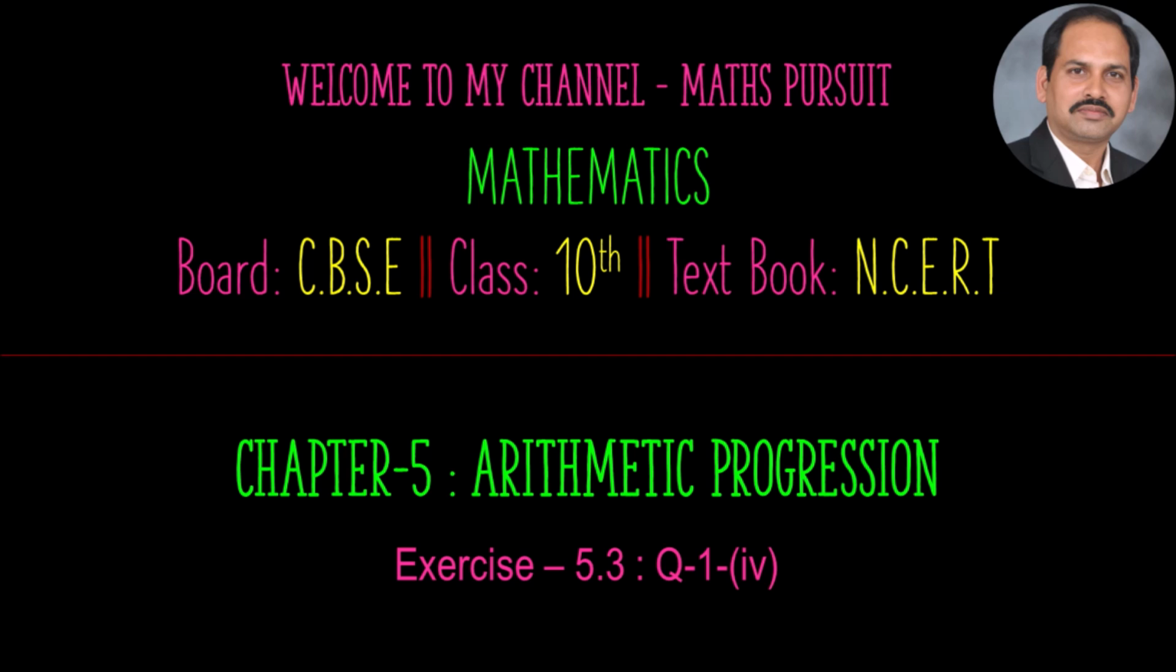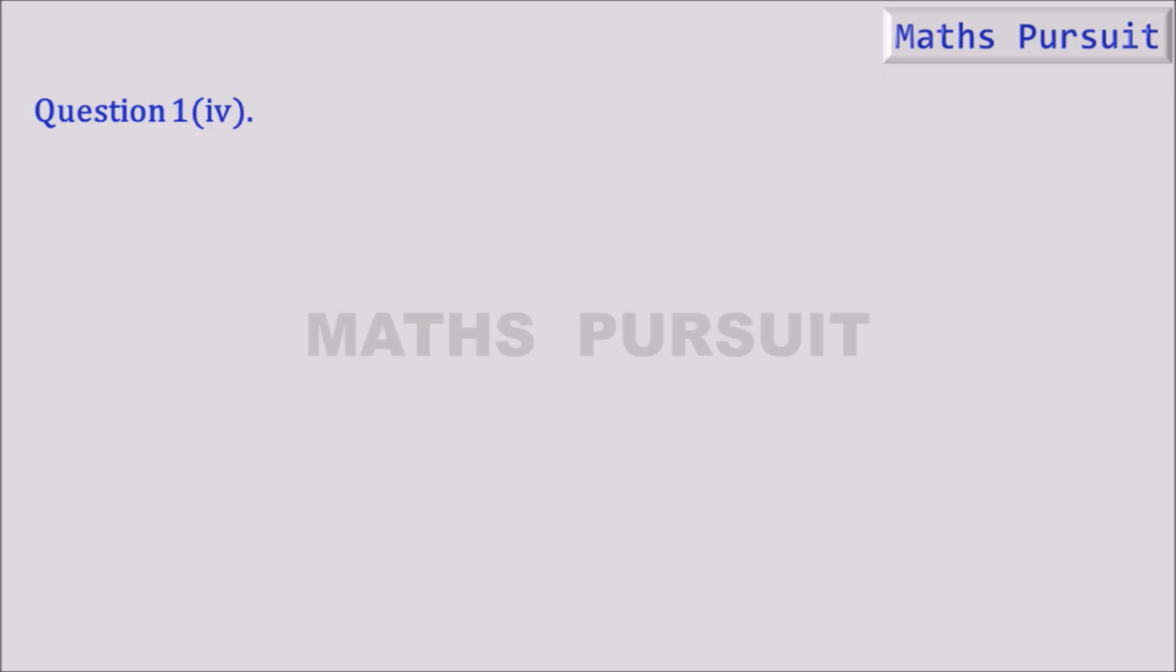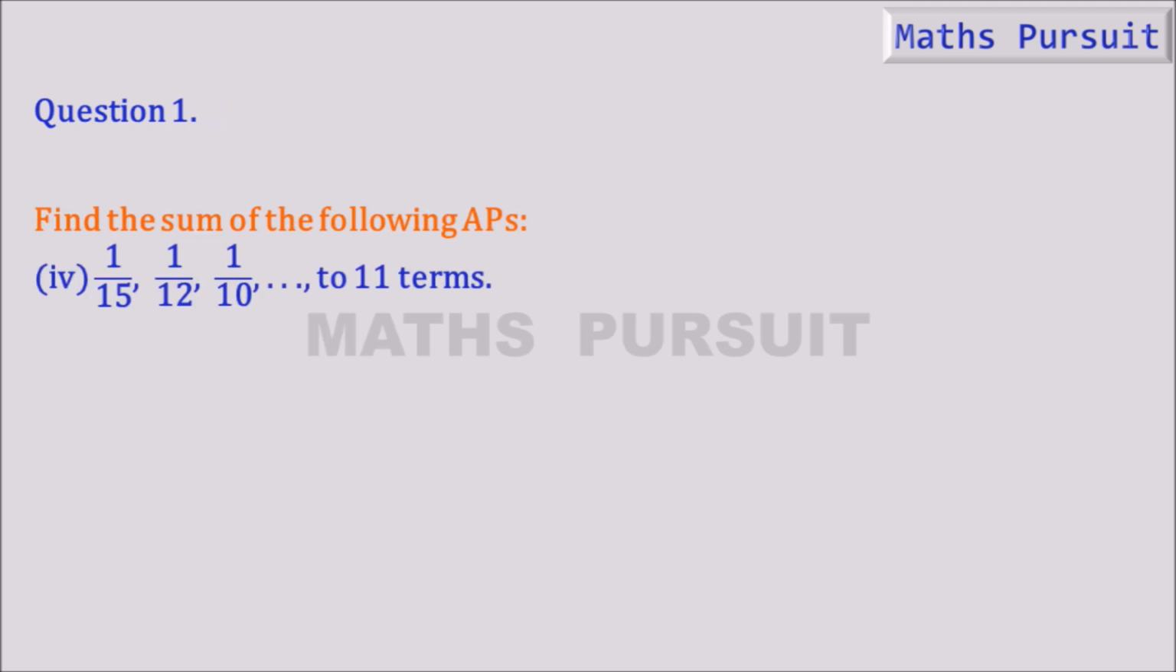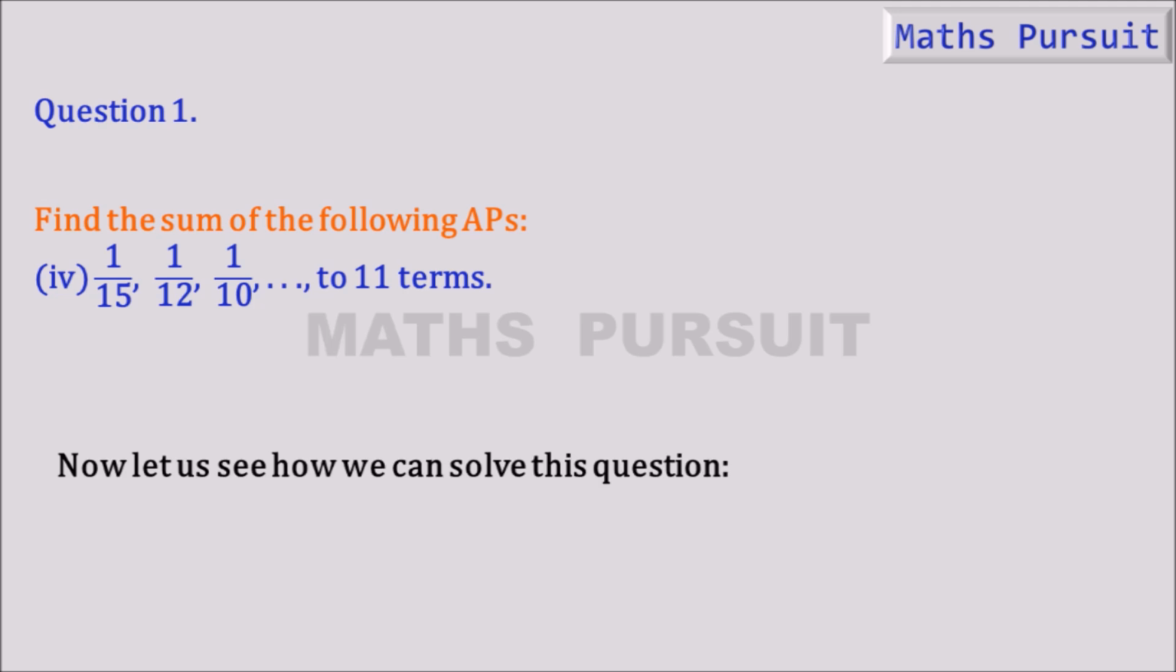Today we are going to look into exercise 5.3 question 1 part 4 from chapter 5, called arithmetic progression. So let's see what exactly is given in question 1 part 4. It is given: find the sum of the following APs, and the given sequence is 1/15, 1/12, 1/10 up to 11 terms. Now let us see how we can solve this question.